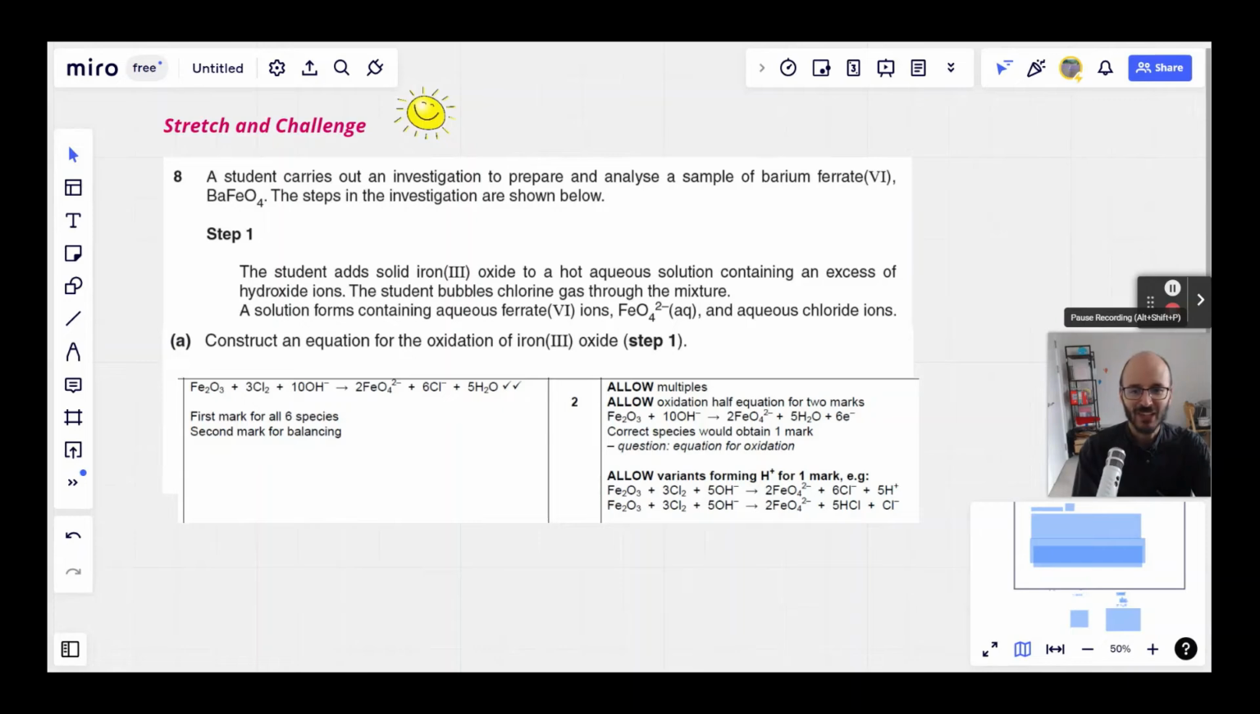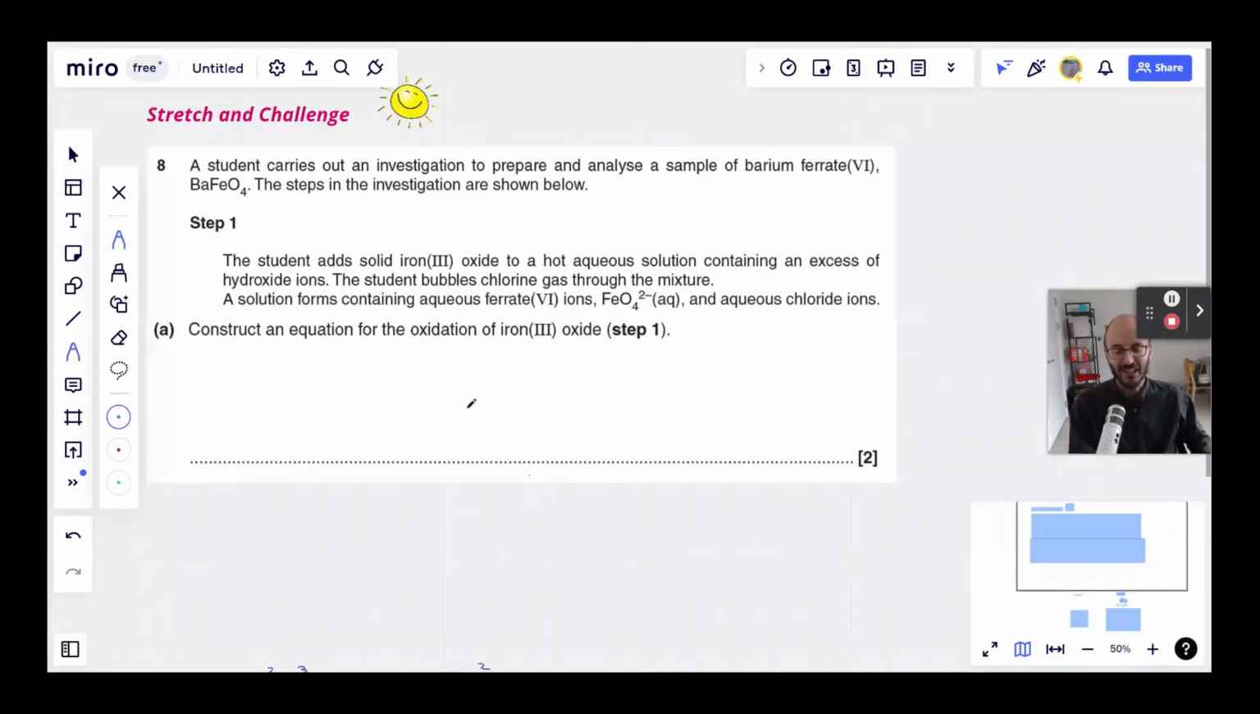If you got it right, my congratulations, you are very good at this topic, and if you didn't get it right, not to worry. We are going to go through how to get to the answer. So the first thing that we would do is to write the formula of the reactant, so that's iron 3 oxide. If you have problems working out this formula, let me know, I can help you. Maybe I can make a video on that.